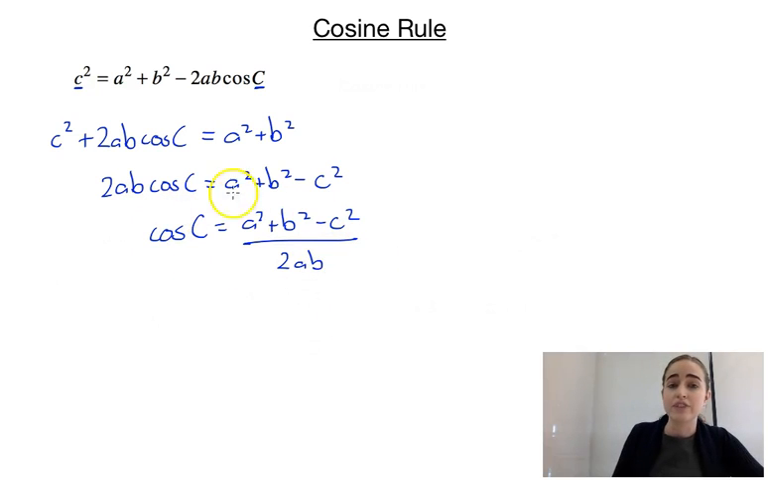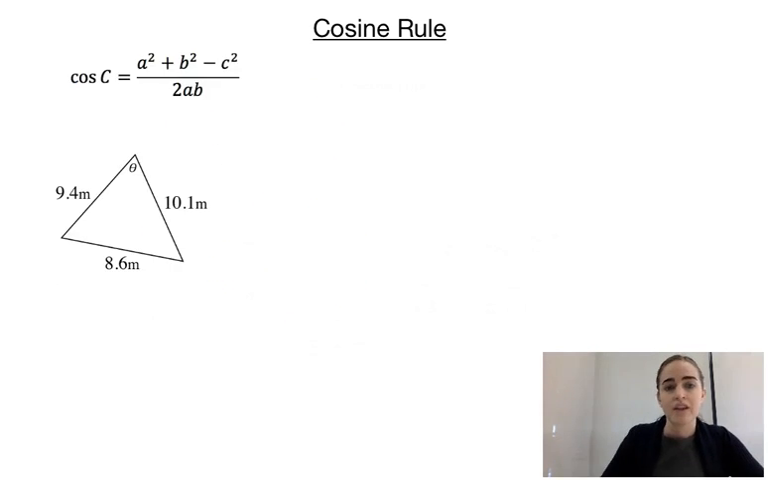So this, like I said, you can remember this rearrangement, or you can go through and do this every time, and then we can substitute into there. So I've just written that formula up here. Now this question is asking us to find the size of this angle here. So we're going to use this formula. Again, what's important is this is our angle that we're trying to find, which is our C.